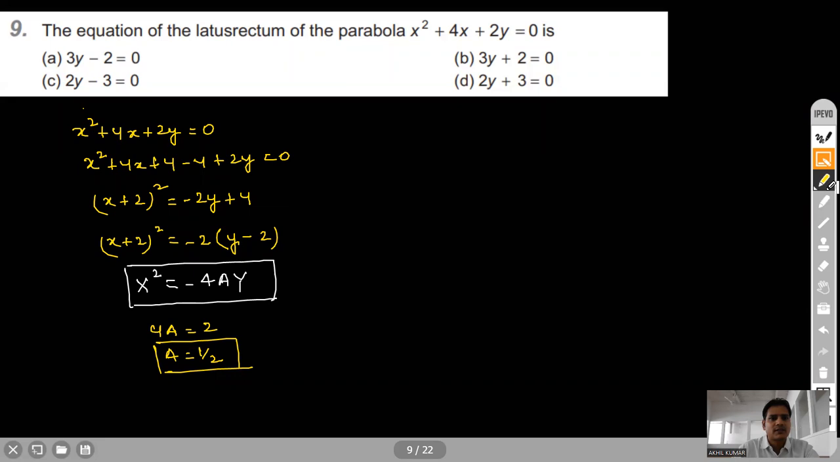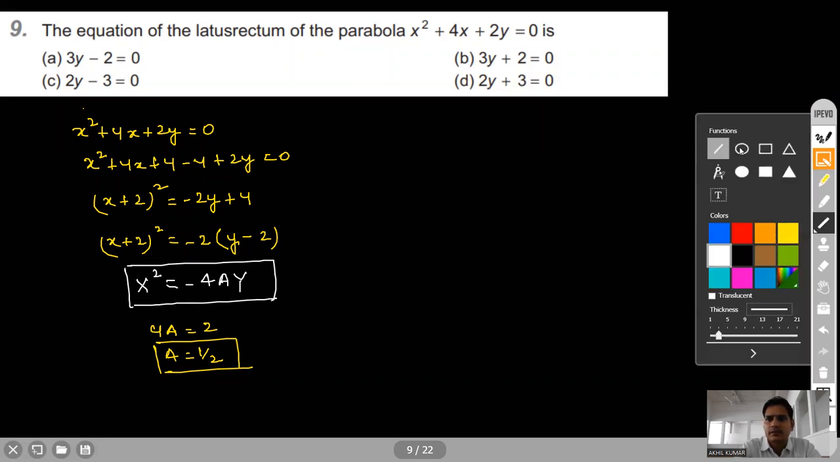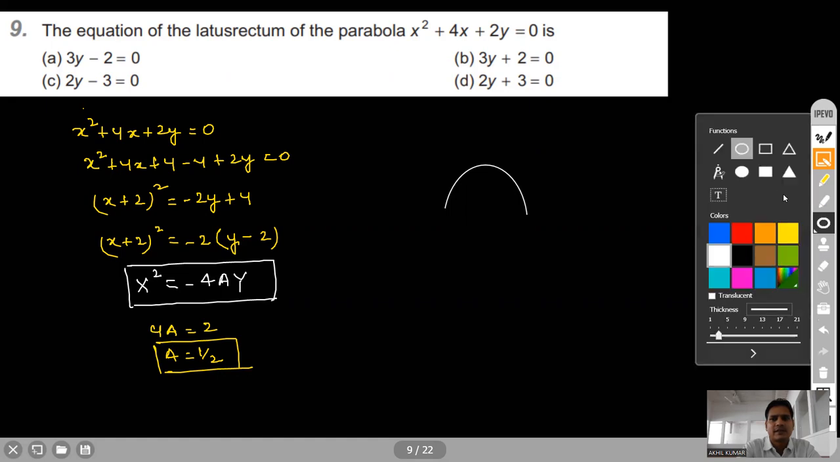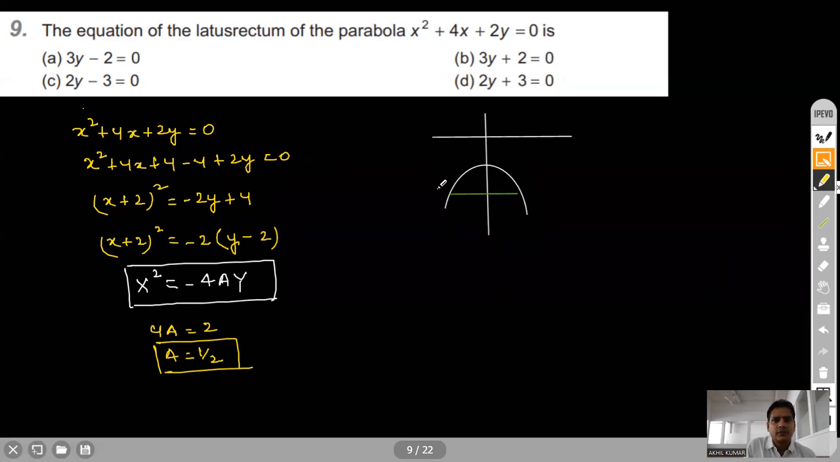We need a sketch for this, so let me draw a rough sketch. It will be a downward opening parabola, right? We need to find the equation of the latus rectum. So let me draw the axis also, which is the axis of this parabola, and this will be the directrix. Let me draw the latus rectum also. We need to find the equation of this latus rectum.